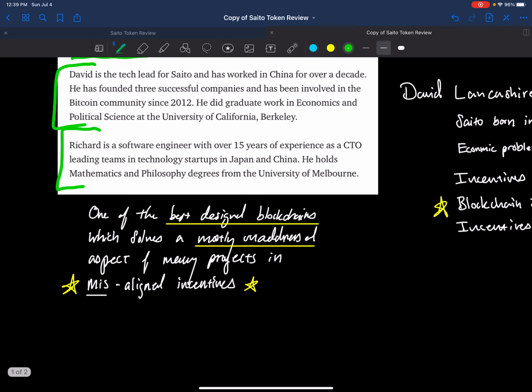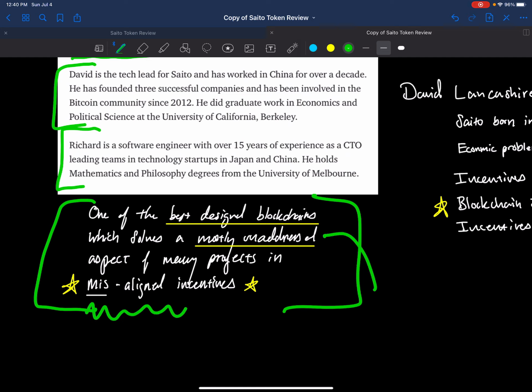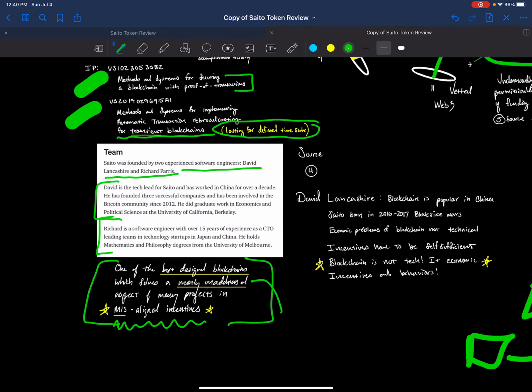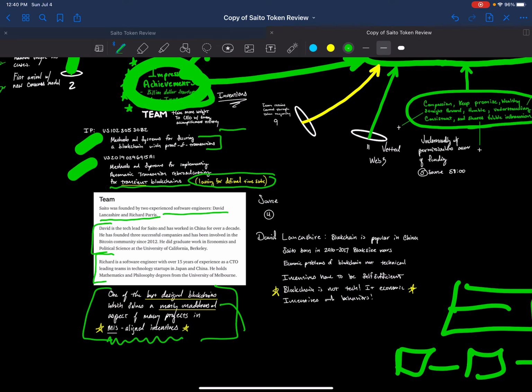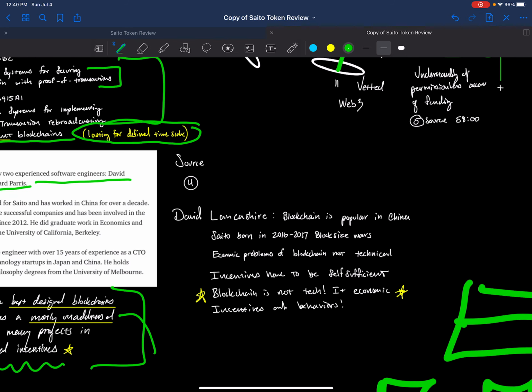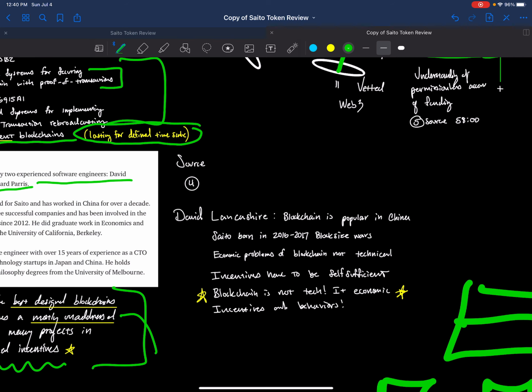But I will say, one of the things I have noticed, this is one of the best designed blockchains, which solves a mostly unaddressed aspect of many projects, which is misaligned incentives. And I actually really like that about this project. So, the team did a good job at implementing a solution for costs that are not associated with other blockchains.